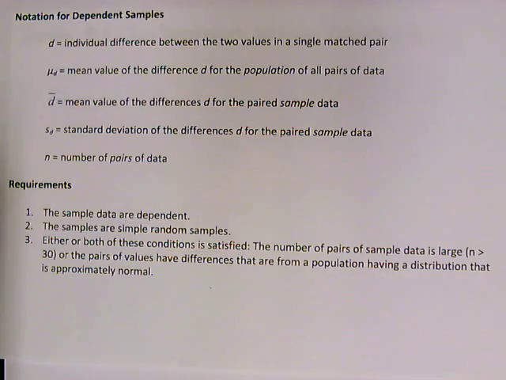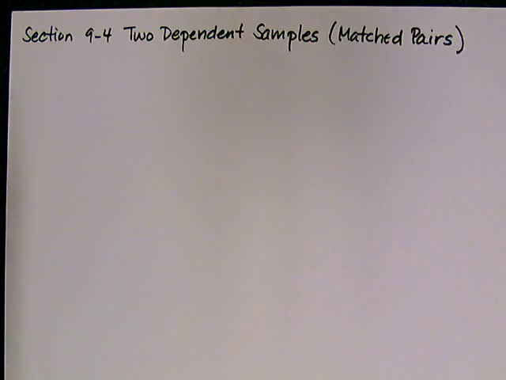And then number three, either or both of these conditions must be satisfied. That means this: the number of paired data of sample data is large. Typically, n has to be bigger than 30. That's the number of paired data has to be bigger than 30. Or the pairs of values have differences that are from a population having a distribution that is approximately normal. So once those three requirements are met, you can do a hypothesis test or construct a confidence interval.